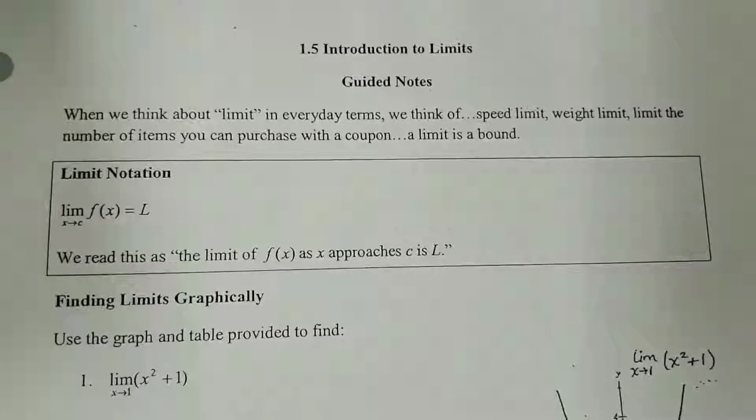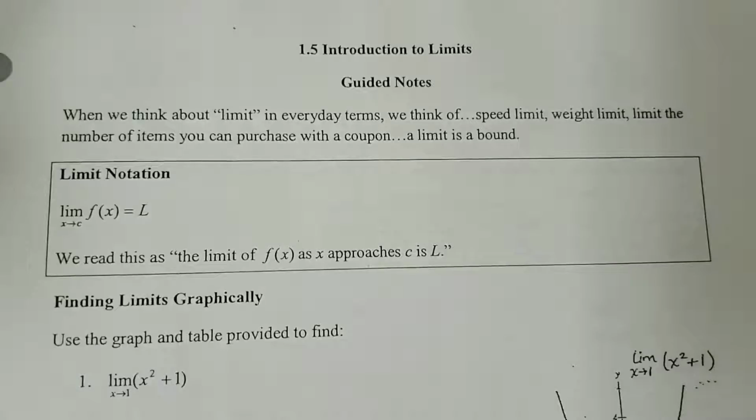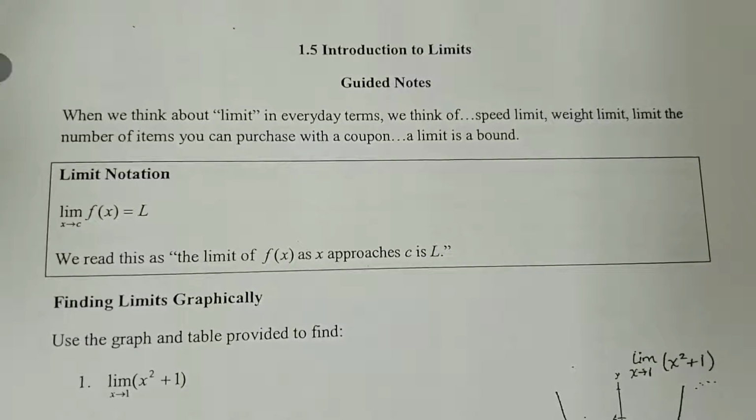Good morning. Today we're going to talk about our very first really true calculus thing, and I am so excited about it. We're going to talk about limits today. So when you think about a limit in everyday terms, you can think about things like speed limits or weight limits, a limit on the number of items you can purchase with a coupon. It's a bound. It's something that in theory you're not supposed to go over, for example, for your speed limits.